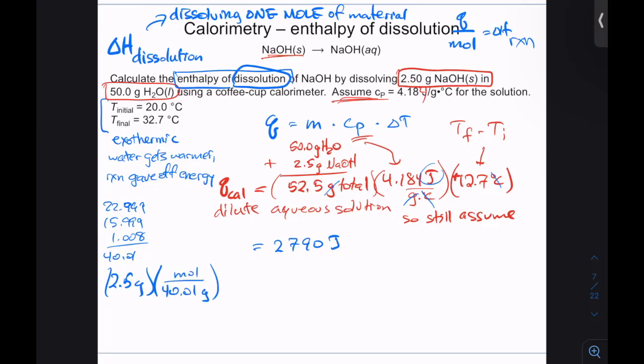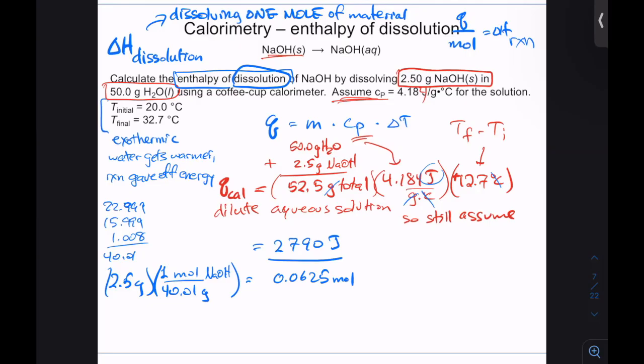Right, that's the mass. Here, let's put all of our units in. That's moles of sodium hydroxide. Right, so there's 40.01 grams of NaOH in 1 mole of NaOH. That, of course, will tell me how many moles we have. 2.5 divided by 40.01. That's 0.0625 moles. So there's joules. That's how many joules of energy were produced when 0.0625 moles were dissolved. So we divide one by the other, we'll get joules per mole.